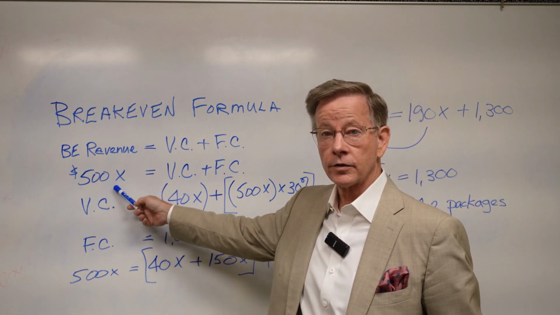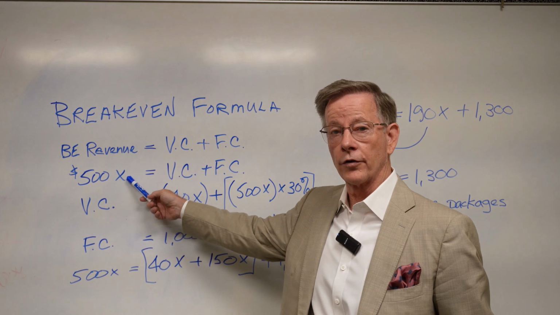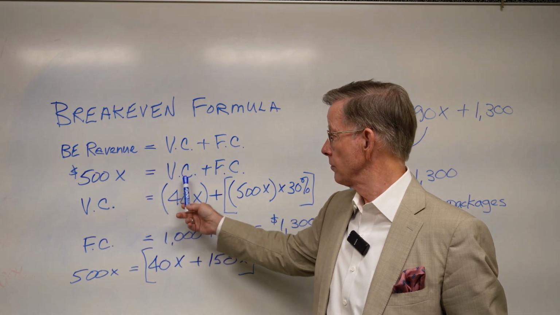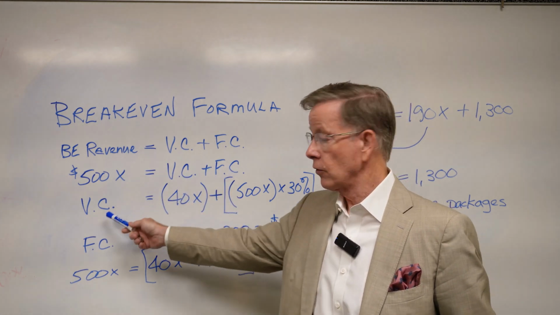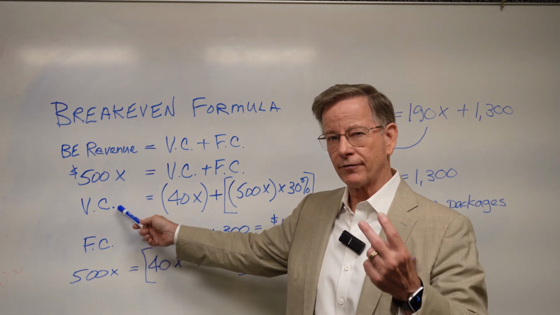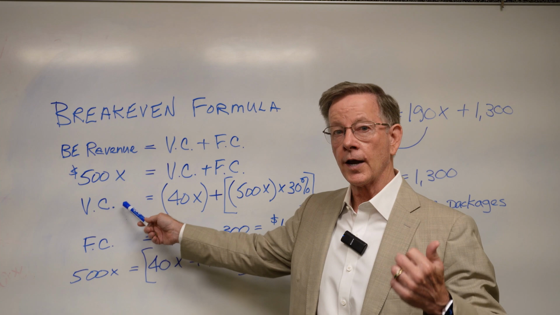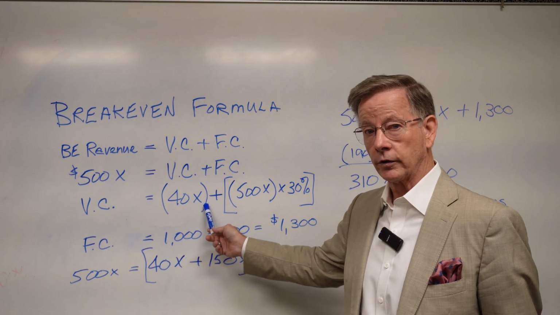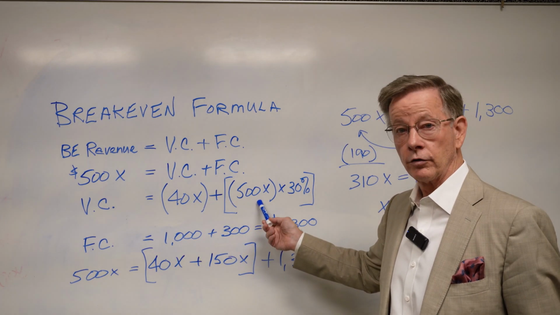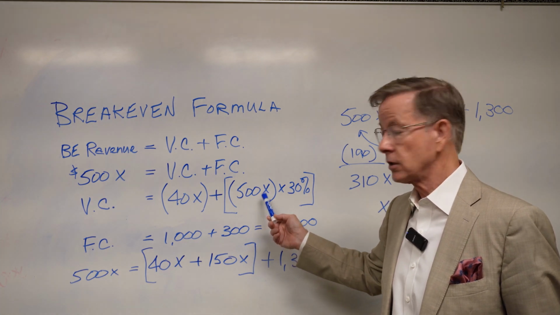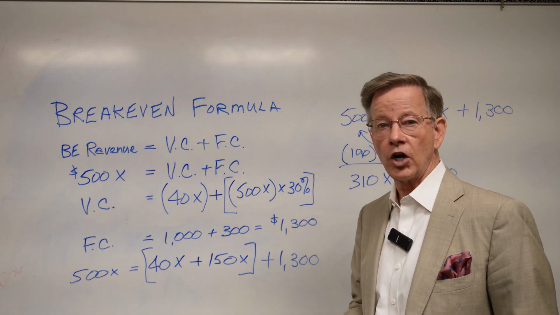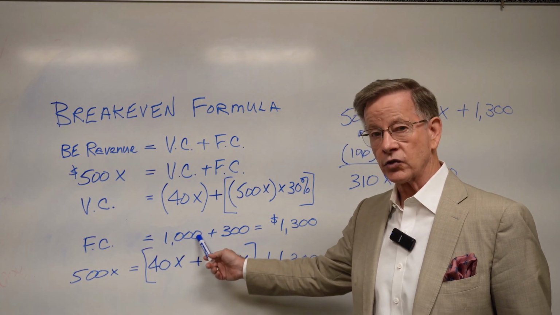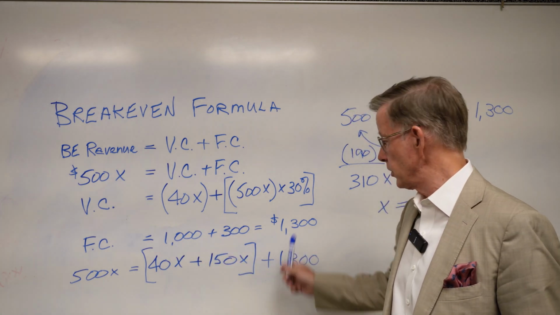Our revenue is, as we said, we sell packages for $500. So our revenue is 500 times the number of packages, right? That equals variable costs plus fixed costs. The way our variable costs break down is basically we have 2 components, right? We have the software costs and we have the labor. So variable costs equals 40 times the number of units sold plus our revenue, which is the 500 times the number of units, times the 30% that we have to pay the staff to do the job. So that's our variable costs. Our fixed costs are simply our rent for $1,000 and our insurance for $300 to give us $1,300.